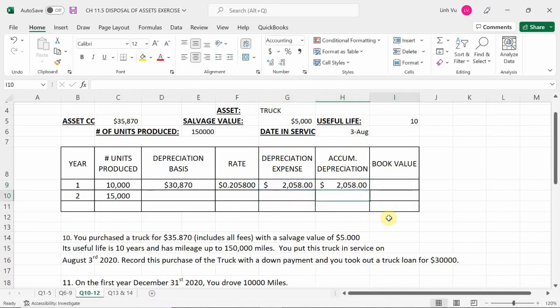Okay. So, what is going to be my book value? It's going to be 2,000. Oh, wait a minute.